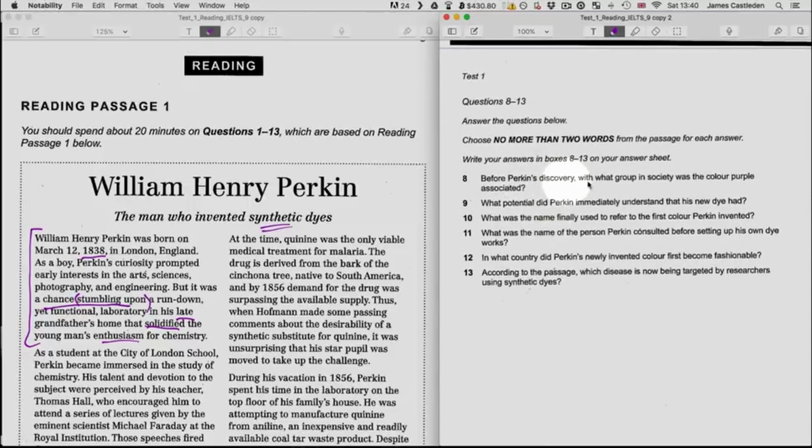Okay, so now you have to answer these questions. So before his discovery, with what group in society was color purple associated with? Okay, so purple and what group of society? What potential did he understand his new dye had? What was the name finally used to refer to the color? Okay, so the name of the color. What was the name of the person Perkin consulted before setting up his own dye work? So the name. And in what country did Perkin's new invented color become fashionable? So his new invented color. And according to the passage, which disease is now being targeted by scientists? Synthetic dyes. So now, obviously, this is going to come later on in the paragraph.